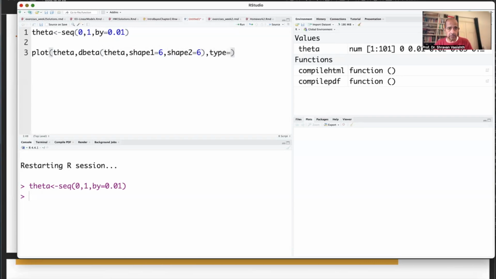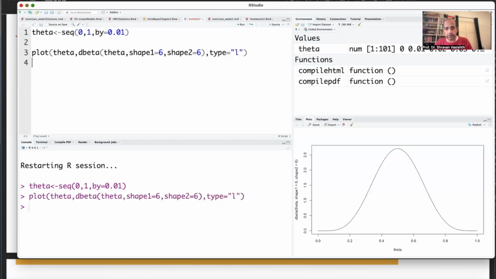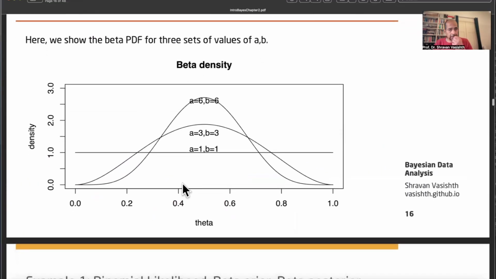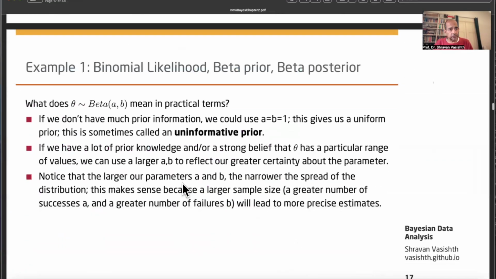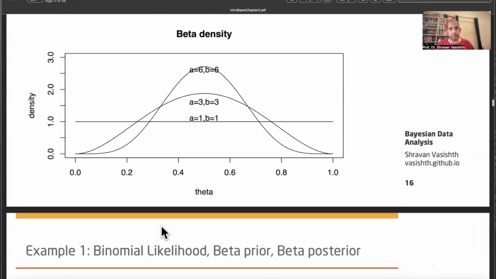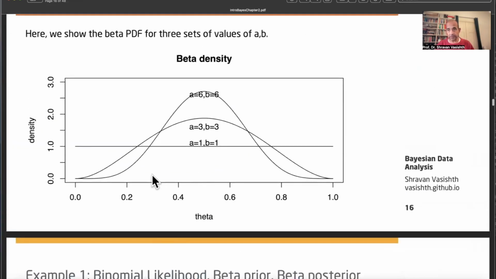So this will give me a symmetric plot centered on 0.5. The peak of this curve is at 0.5 on the x-axis. But if I change the shape 2 to 60, that'll shift the curve to the left. Right? That's the beta density. So the way we are going to use this is that these are prior distributions that we can define on the theta parameter.